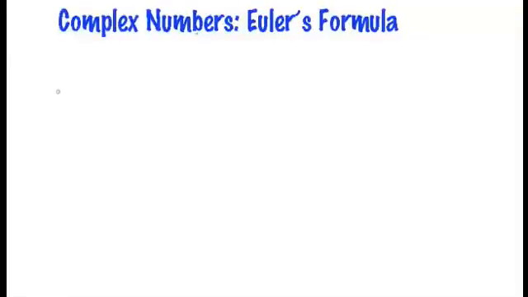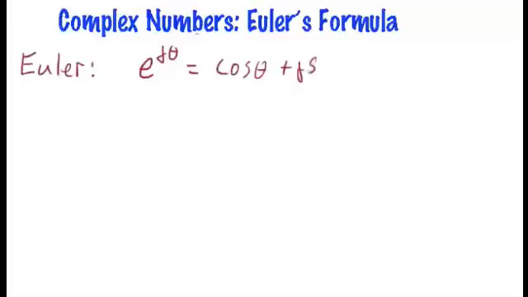Welcome. In this video, we're going to look at complex numbers and Euler's formula. Let's start by stating Euler's formula. Euler says the complex exponential e to the j theta equals cosine theta plus j sine theta.